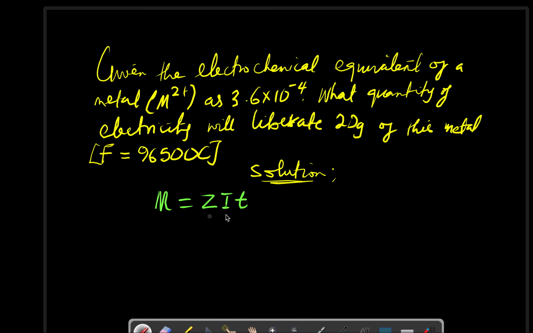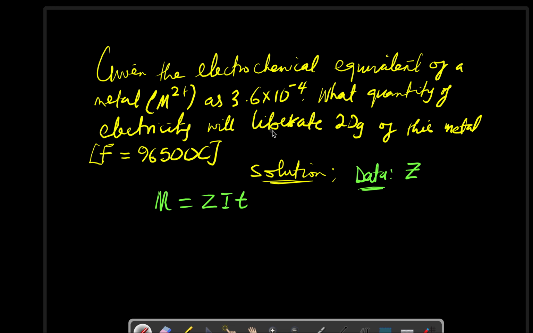Remember this particular formula. It is very, very unique. Now, if you read through your question, make sure to bring out the data. What I mean by the data, I can as well call sometimes parameters: those things given in the question. You can see that they have given you the electrochemical equivalent of the metal. That means Z is what they meant by electrochemical equivalent.